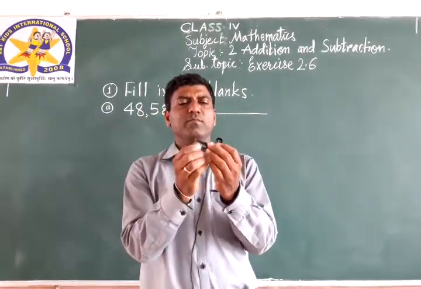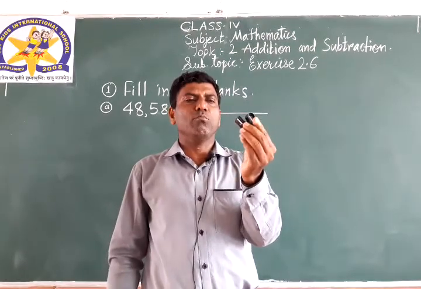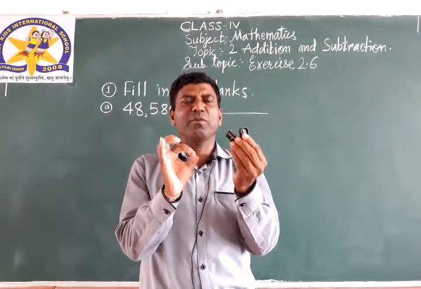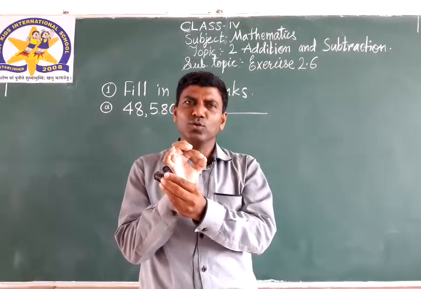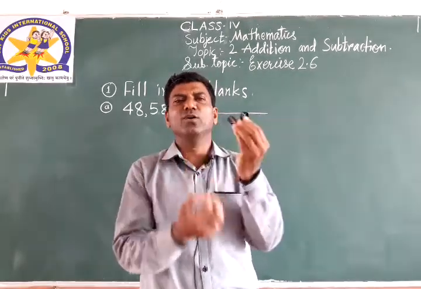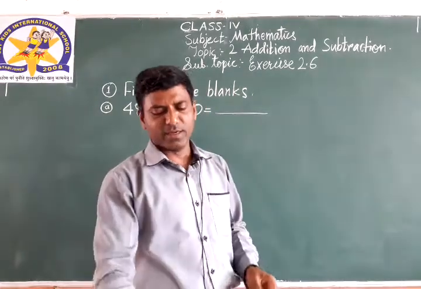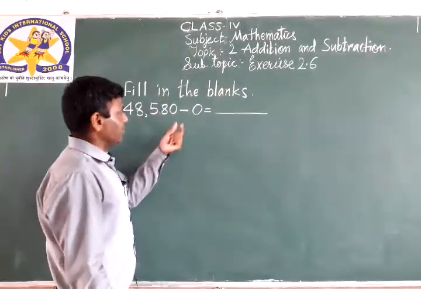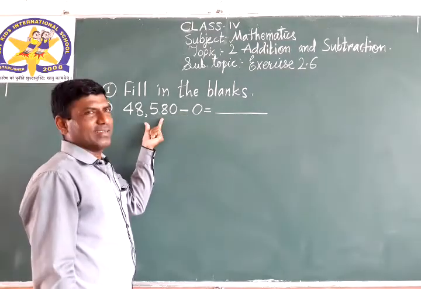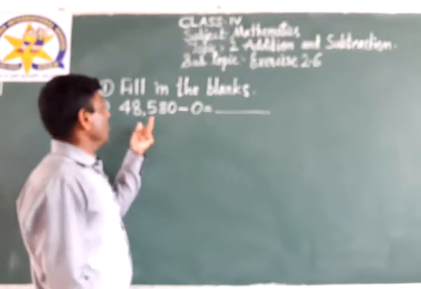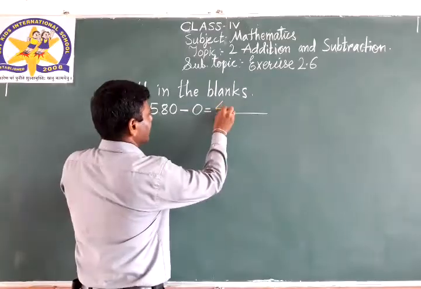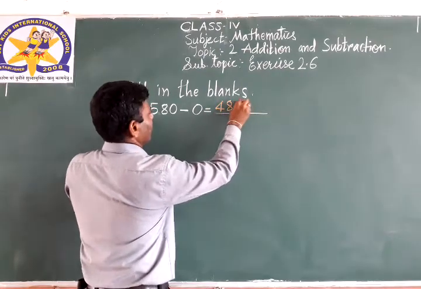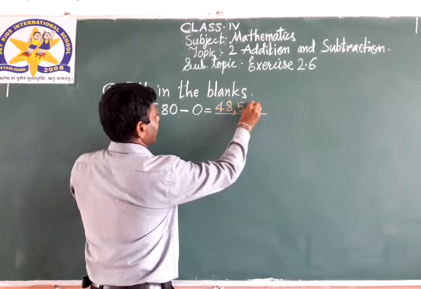I have 2 erasers. 2 erasers minus 0 erasers. What will be the answer? 2. 2 minus 0, 2. Likewise, the property of subtraction, if you remember: if we subtract 0 from a number, the answer will be the number itself. So what will be the answer? Same answer, 48,580.